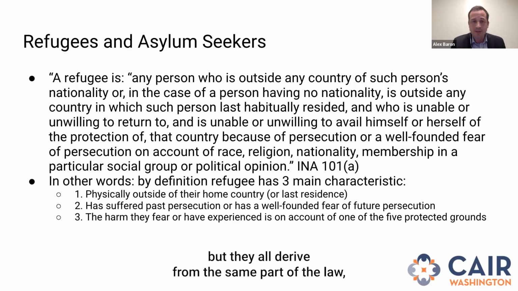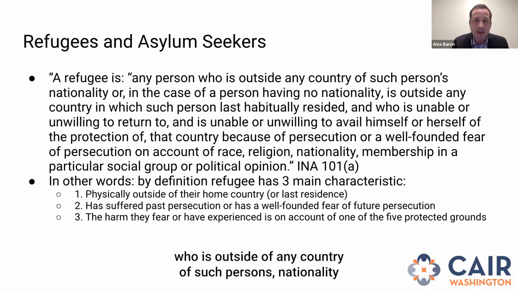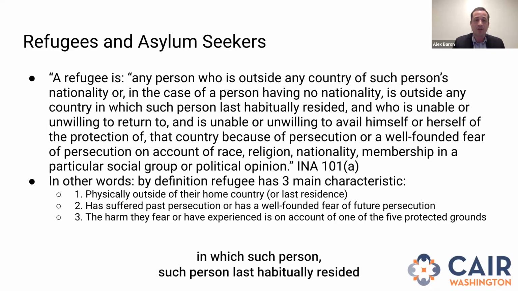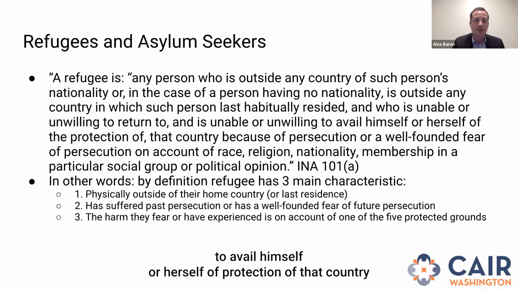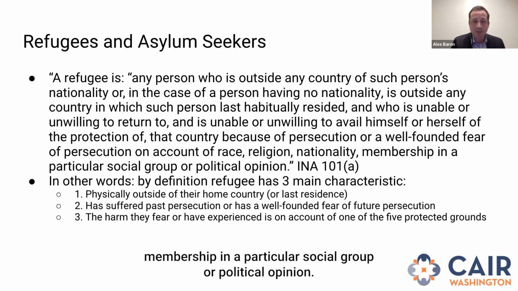They all derive from the same part of the law, which we've summarized before, and I'll read word for word now, which states that any person who is outside of any country of such person's nationality, or in the case of a person having no nationality, is outside of any country in which such person last habitually resided, and who is unable or unwilling to return to, and is unable or unwilling to avail himself or herself of protection of that country because of persecution or a well-founded fear of persecution on account of race, religion, nationality, membership in a particular social group, or political opinion.